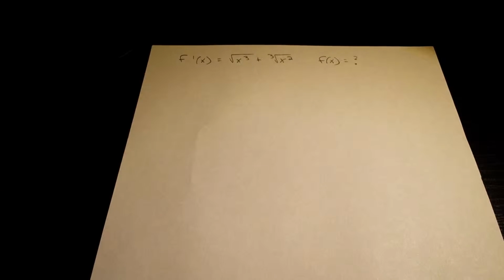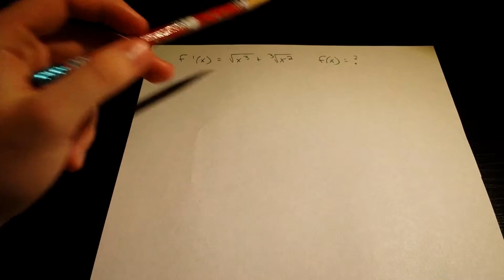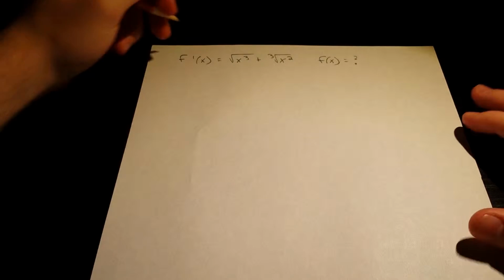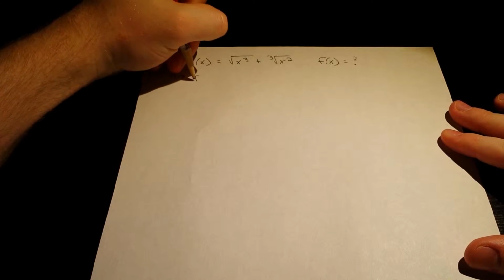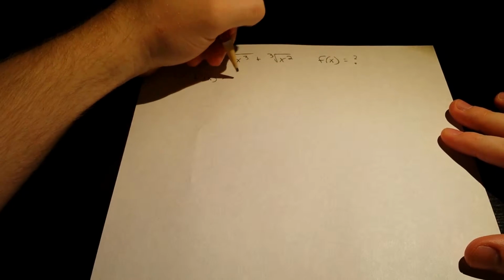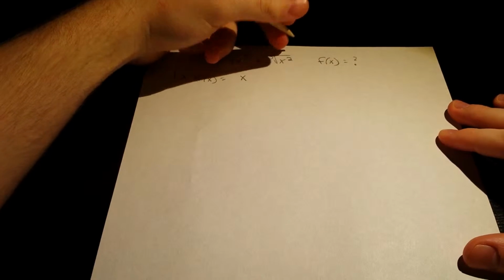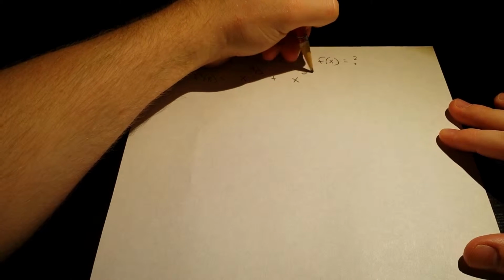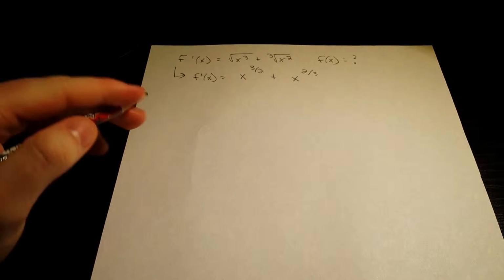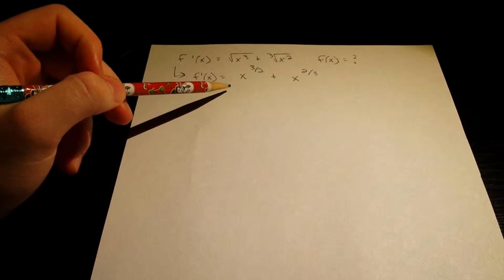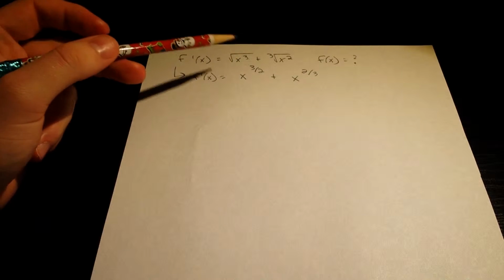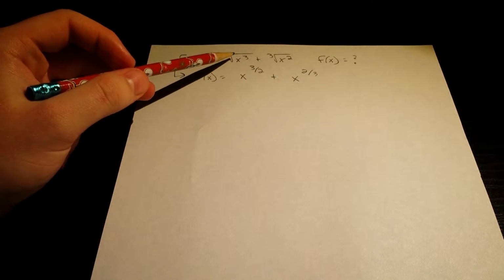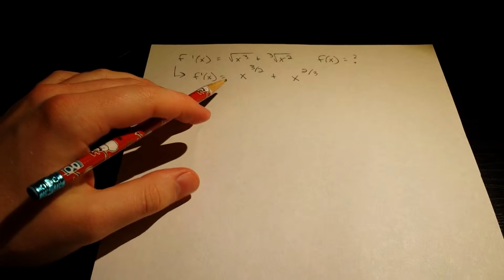Alright, in this problem, we're given the derivative and we're trying to find the function. So in order to do that, we have to apply the antiderivative rule, which is pretty much doing the opposite of what a derivative would do. So we can write this a little bit easier first. F prime x equals x to the 3/2 plus x to the 2/3. And this right here is just the fraction form of that, an easier way to write it out and to work with to help us figure this out.